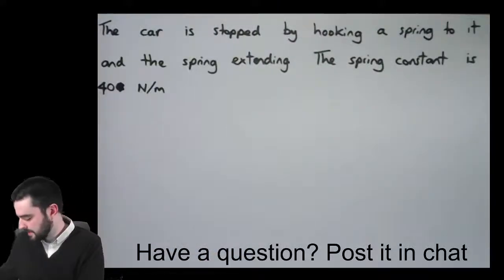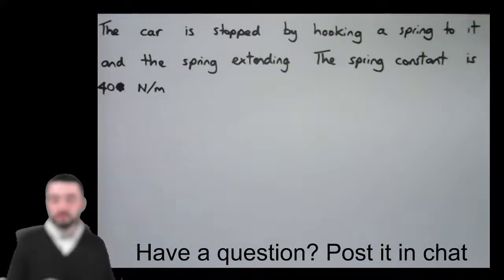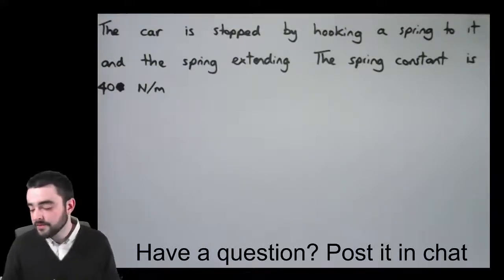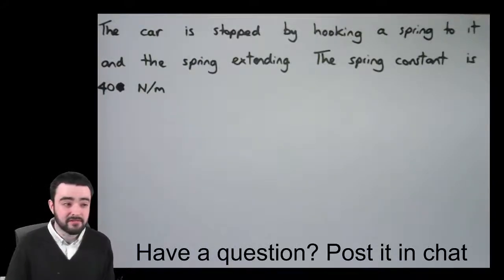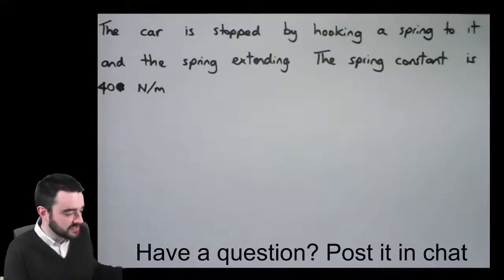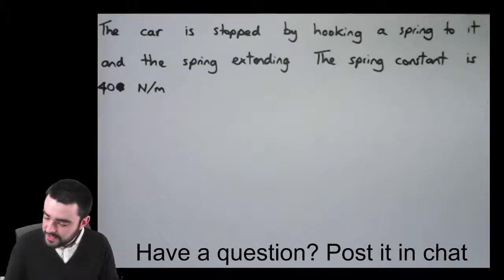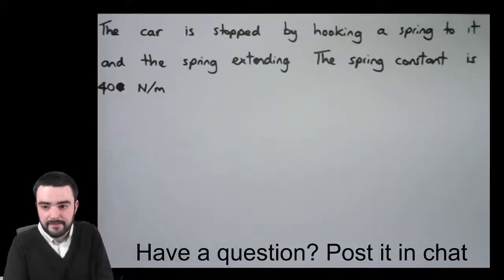Although I say this is ridiculous, there is an extent to which this is used as a system. Things do have tether lines, do get hooked onto basically bigger rubber bands to slow them down, so it's not too ridiculous. Okay, so the car is stopped by hooking a spring to it, the spring extending. The spring constant is 40 newtons per meter.